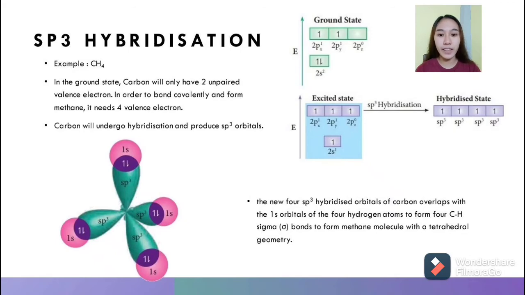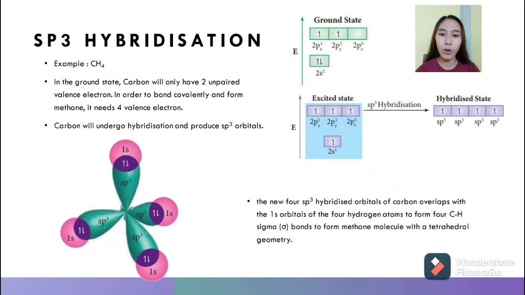But in order to form methane, it must have four valence electrons in order to form a sigma bond with hydrogen atoms. So what will happen here, just like the previous hybridization, is we will excite the valence electrons of carbon, and we will have our excited state, which has one unpaired electron in the 2s orbital and three unpaired electrons in the 2p orbital. So these four unpaired valence electrons will now undergo hybridization, particularly the sp3 hybridization, and produce four unpaired electrons in its sp3 orbitals.